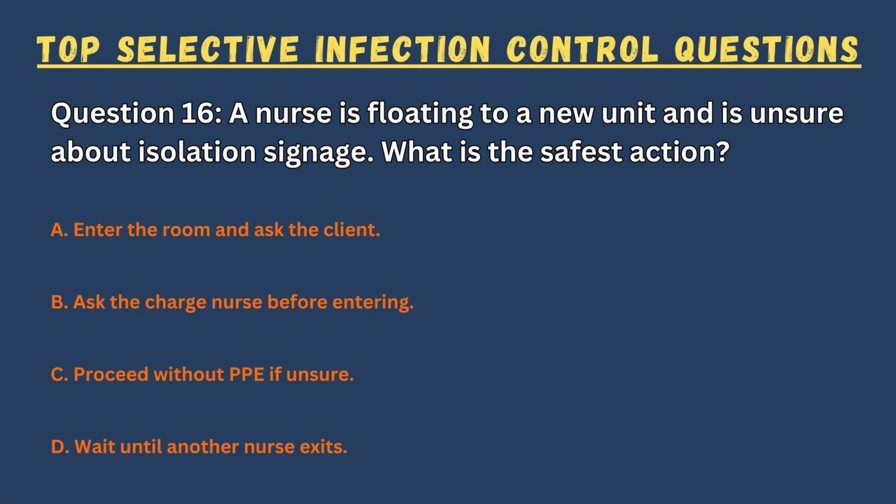Question 16. A nurse is floating to a new unit and is unsure about isolation signage. What is the safest action? A. Enter the room and ask the client. B. Ask the charge nurse before entering. C. Proceed without PPE if unsure. D. Wait until another nurse exits.